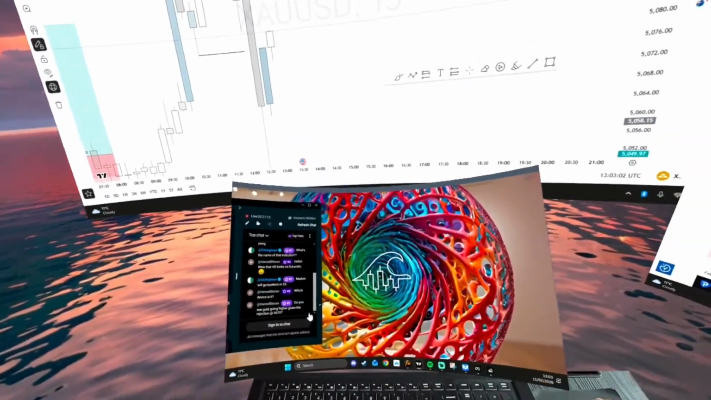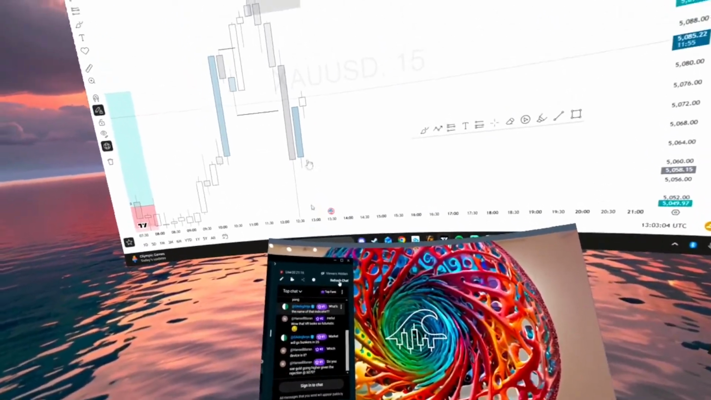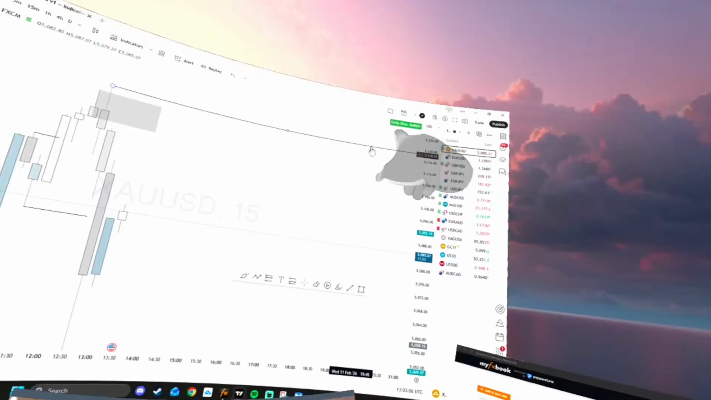So based off of what you're asking here, do you see gold going higher? I believe it should go higher. You can see the daily bias up there.